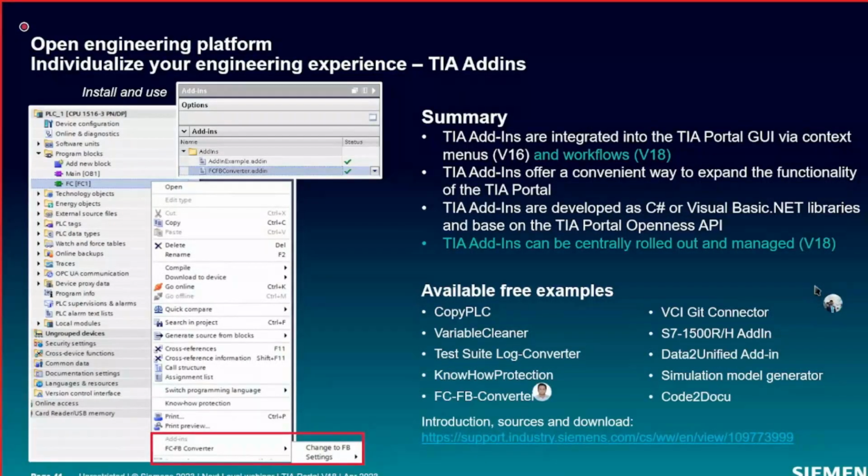Know-how protection: you can do know-how protection for a complete folder. Currently it has been only for one particular object, so you have to do it for each and every object. By this, you can do it for a complete folder. Like these, we have freely available examples, and their base projects are also available, so that you can use them on your own, right?